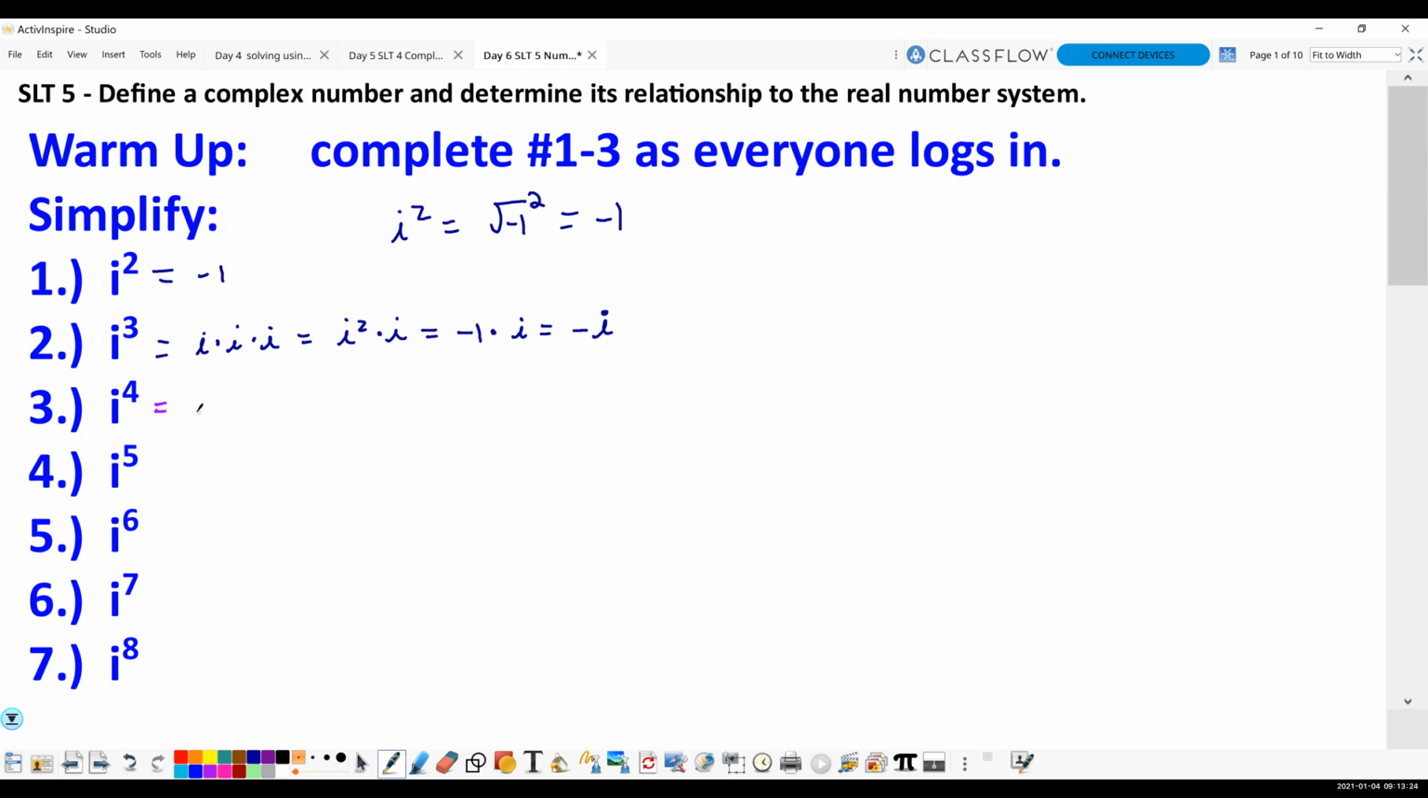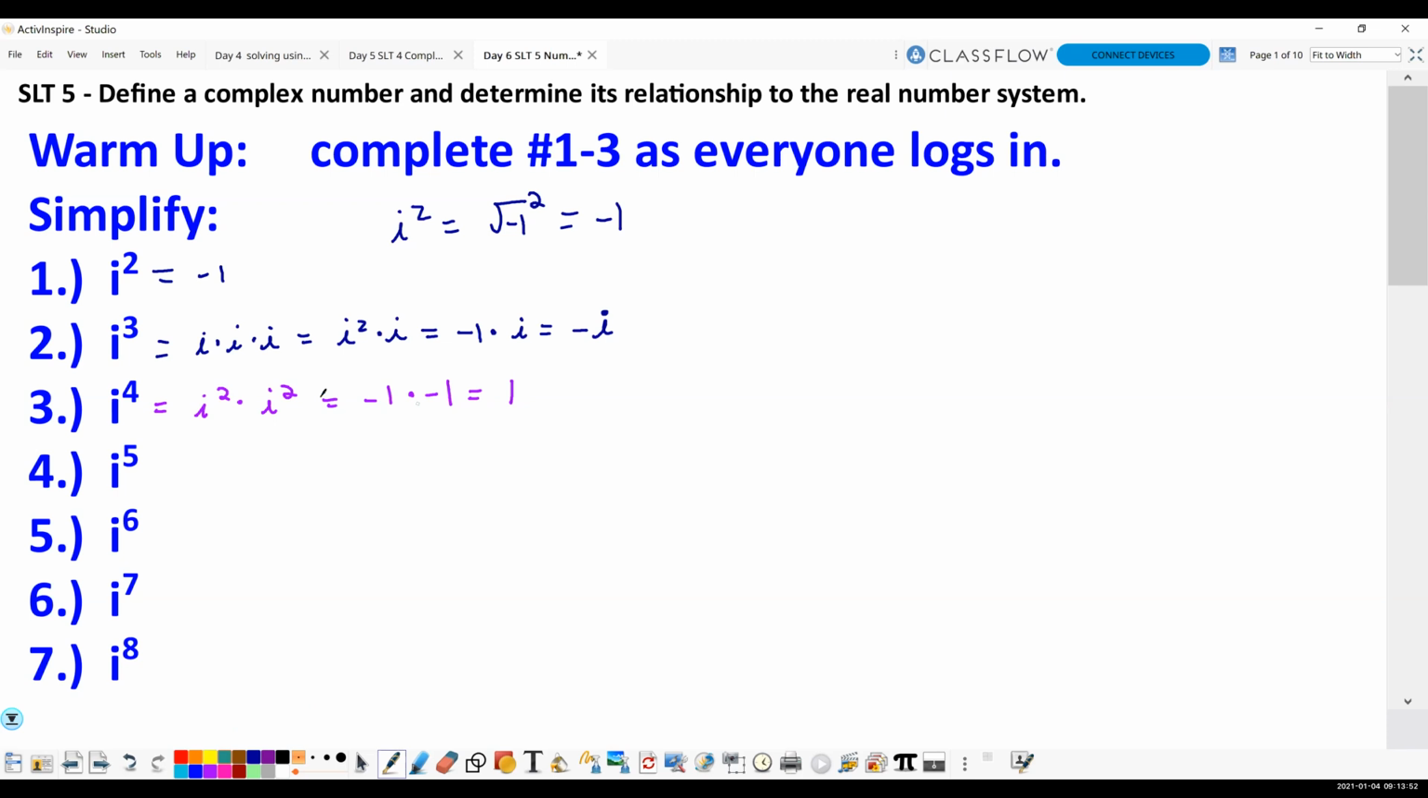So if I have i to the fourth, that's going to be i squared times i squared, because I know that when I multiply like bases, I can add the powers. That's how I can separate i to the fourth into i squared times i squared, because 2 plus 2 is 4. I know that the first i squared is -1, the second i squared is -1, and then -1 times -1 gives me 1.